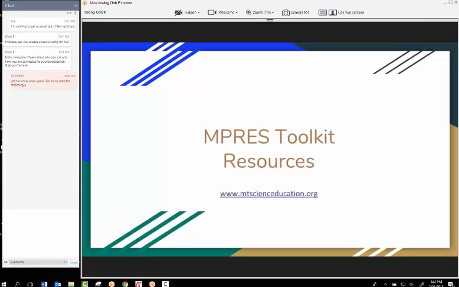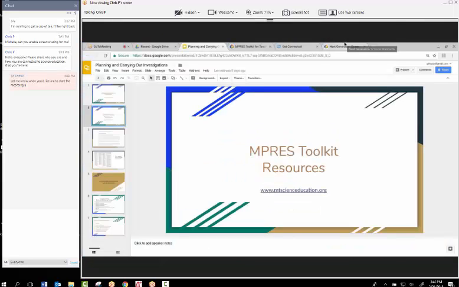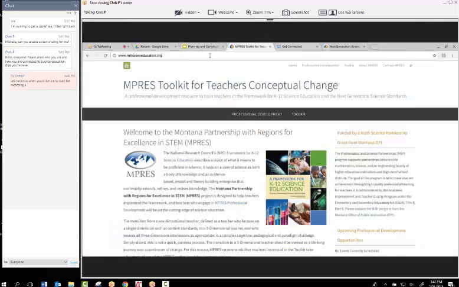I'm going to flip back and forth and toggle between screens, but I wanted to let you know that the next couple slides are coming from the MPress Toolkit. This is a great resource. It's mtscienceeducation.org. There's just one E between science and education, just as a note.